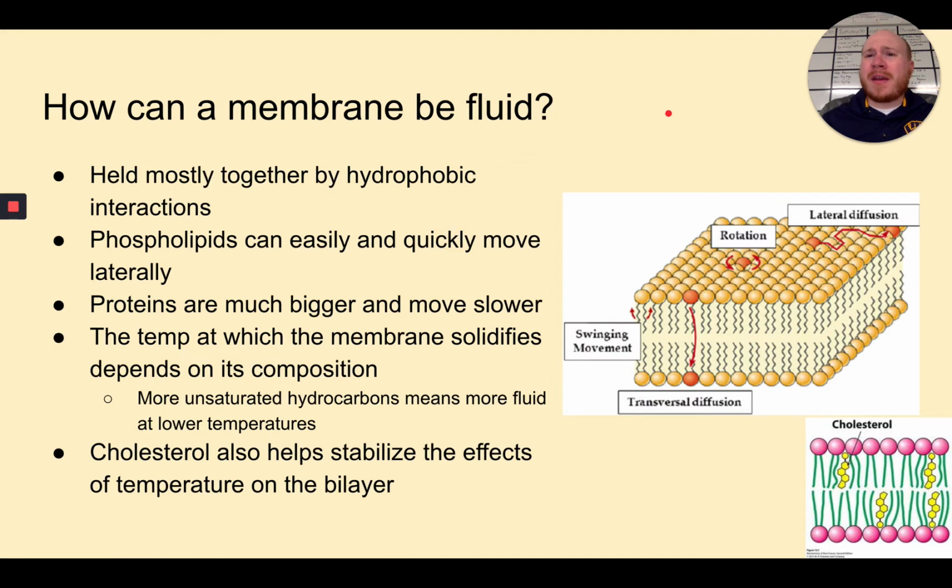How can a membrane, a bunch of small molecules, be fluid? Well, it's held mostly together by hydrophobic interactions.